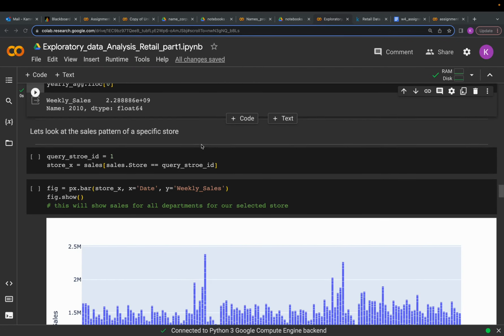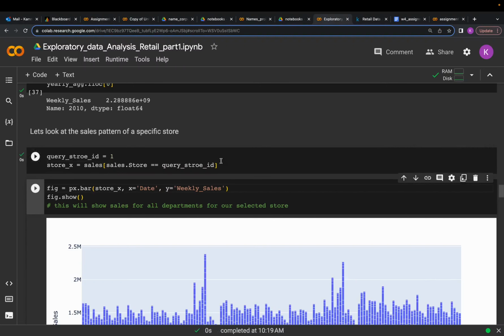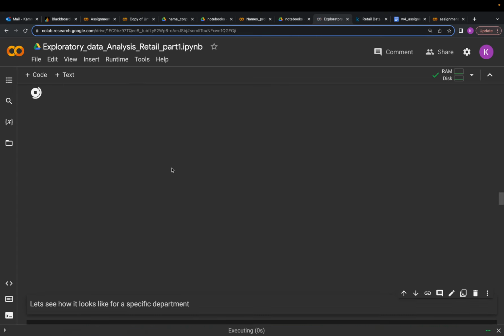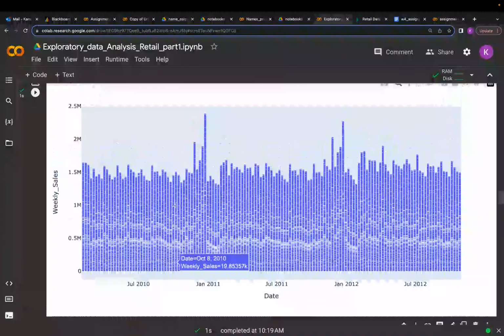So let's look at data of a specific store. I am querying the store ID 1, and then I am just filtering the sales data for that particular store to make it lightweight. And here I am plotting using Plotly and a bar chart. So the x-axis will show the dates, and the y-axis will show some weekly sales values.